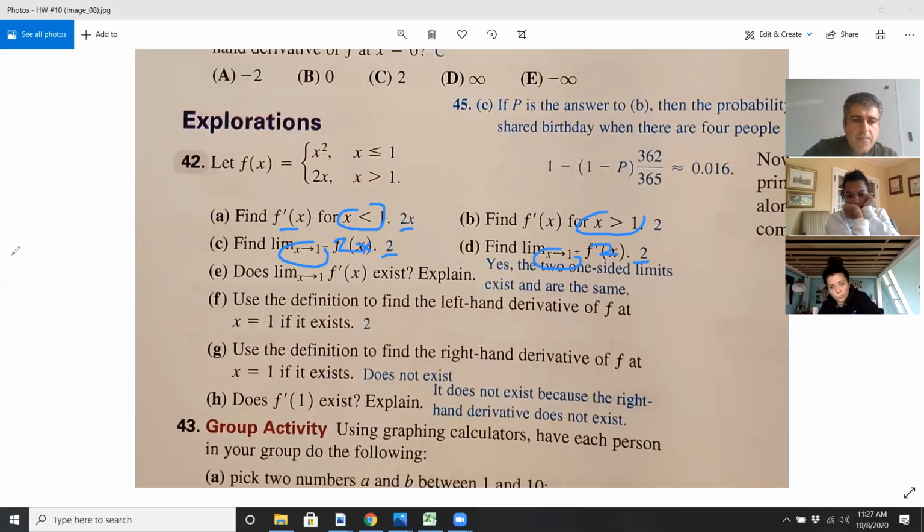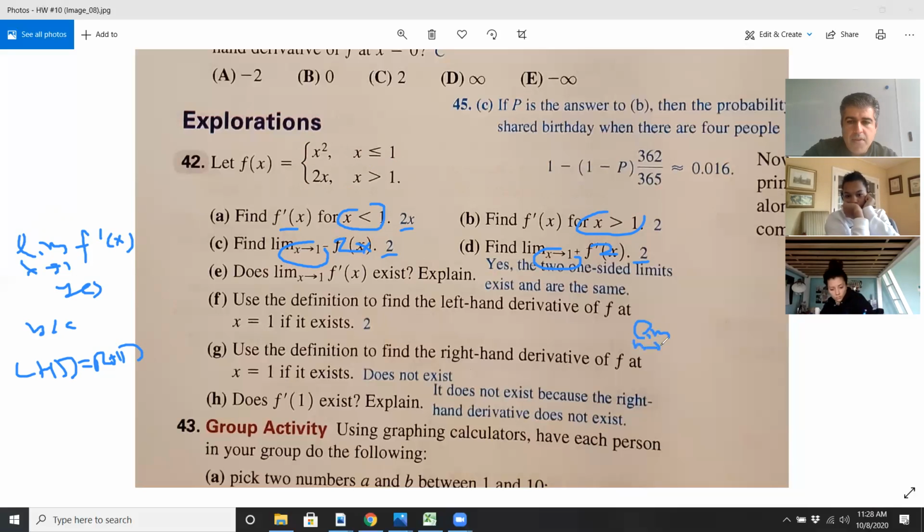Now, does the limit as x approaches 1 of f prime of x exist? Well, yes, because the left-hand limit equals the right-hand limit. But remember, this is still not quite the same thing as saying the limit as h approaches 0. This is truly how you find the derivative. So this right here, it's not the same thing, and that's the whole point of this exploration.